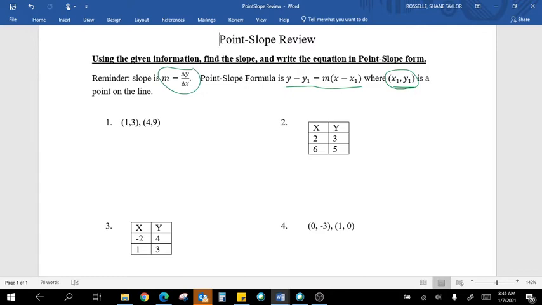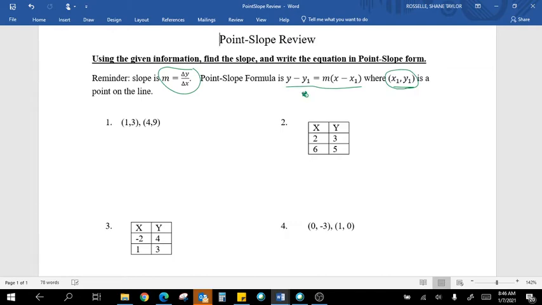The instructions say, using the given information, find the slope and write the equation in point-slope form. I'm going to do 1 and 2 for you so that you understand how to do these, and then let you tackle 3 through 8. Reminder, slope is m equals the change in the y values over the change in the x values. Point-slope formula is y minus y1 equals m times x minus x1, where x1 comma y1 are the coordinates of that first point. This is the generic formula for it.